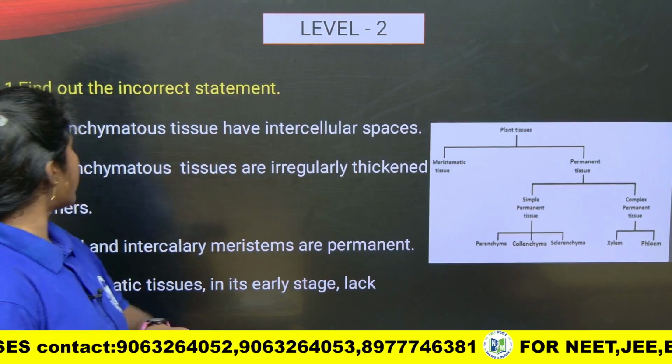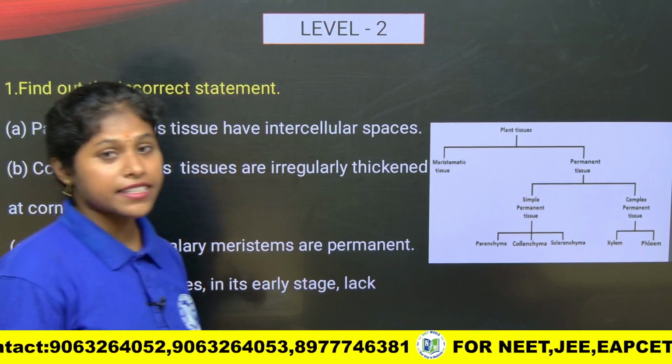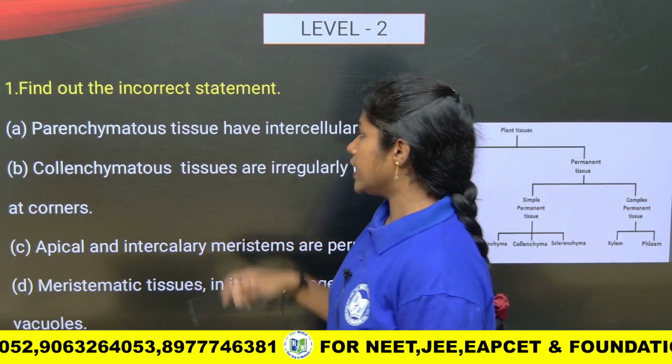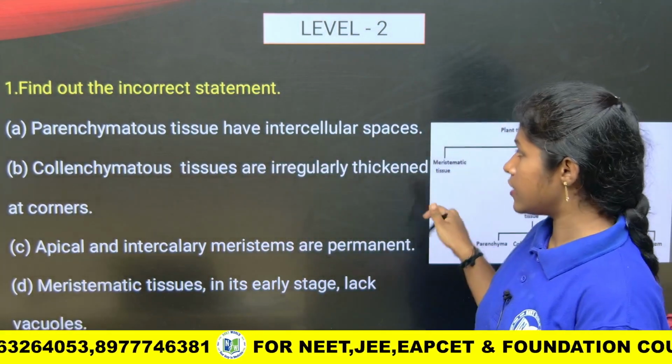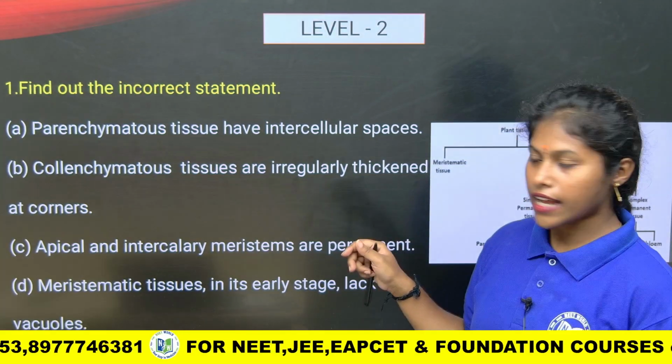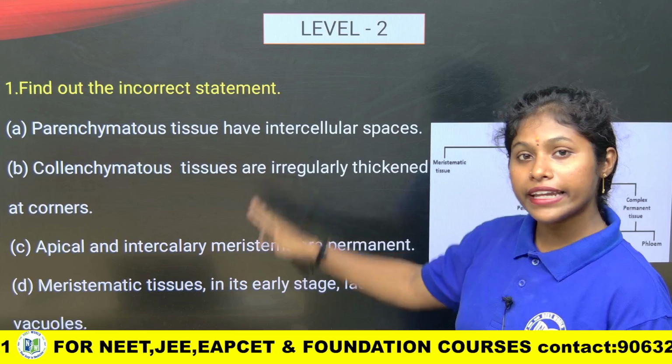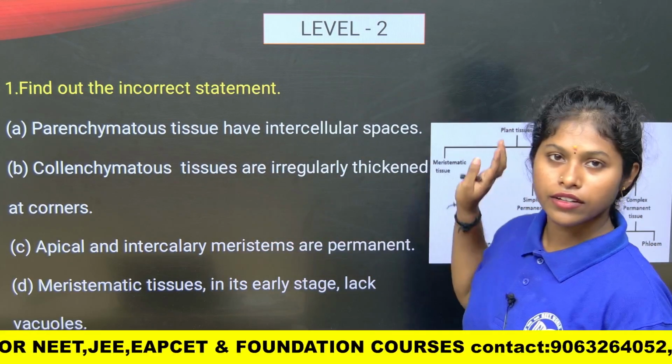Here they are asking to find out the incorrect statement. They are asking for the incorrect statement among the following. So among the options they are asking the incorrect statement. See, parenchymatous tissue has intercellular spaces. That is true or correct. They are asking for the incorrect statement, so find out the incorrect statement among the options.